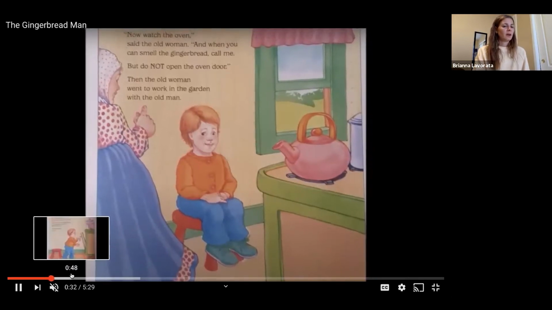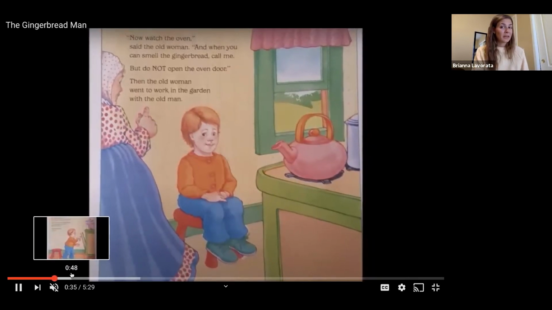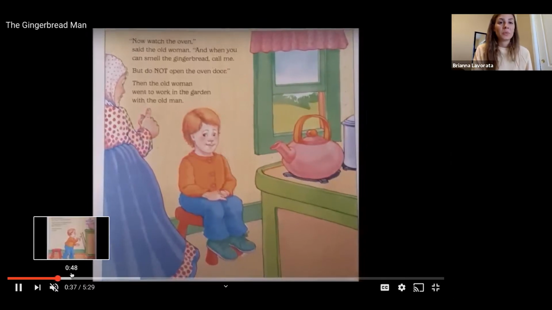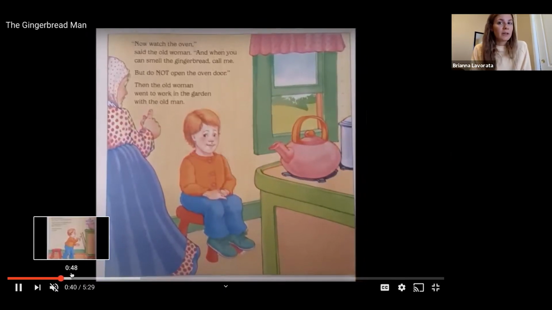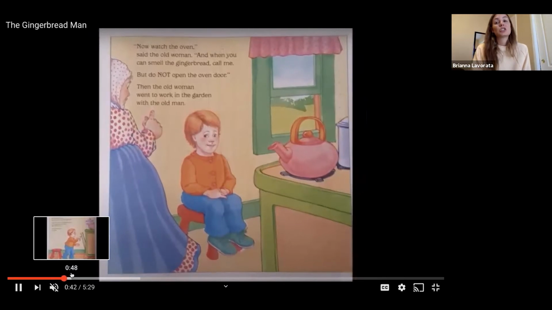So we are noticing another character being introduced in our story, right? We have a gingerbread man. So now we went from three main characters to four.